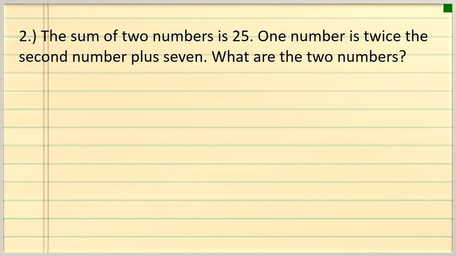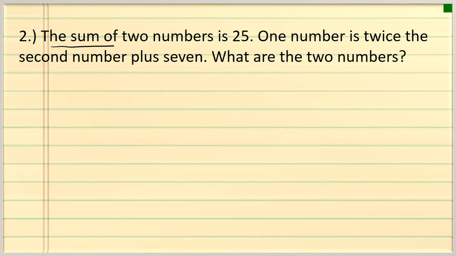The second problem I'm not going to do completely, but I want to help make sure we're all setting up our equations the same way. So I want you to pause the video and see if you can write the two equations that come from this word problem. And then I will write them as well, and we'll see if we agree. It says the sum of two numbers is 25. One number is twice the second number plus 7. What are the two numbers?